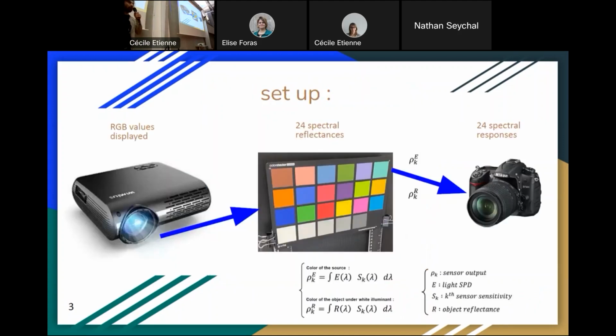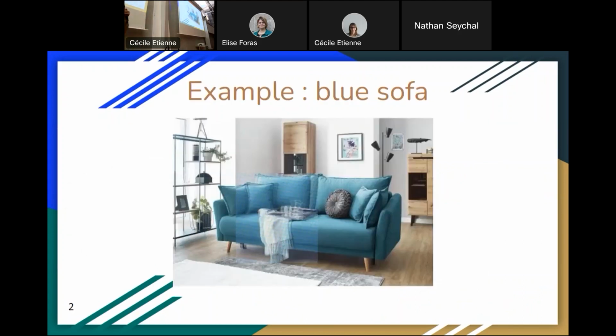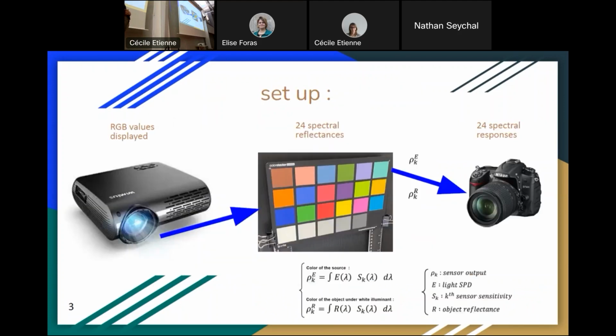Okay, so in our setup there are 3 things. The first thing is a projector that is able to project a different color with known values of red, green, and blue. The projector projected the color on a grid of 24 squares of different colors. For the presentation, we will focus on this color as an example.